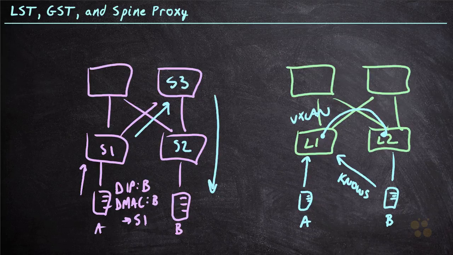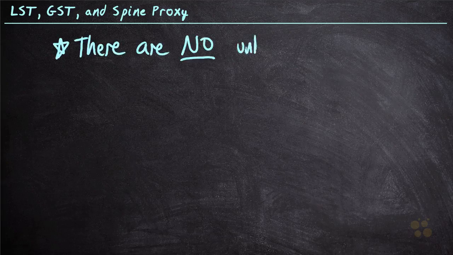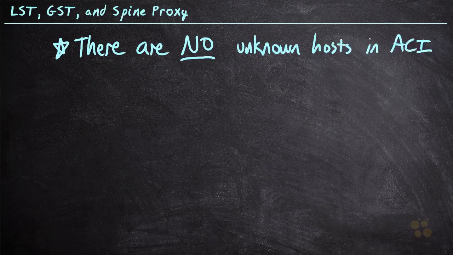How does that happen? This brings us to a very important concept in understanding the traffic flow within ACI, and that is that there are no unknown hosts within the fabric. So we know where everything is in the data center, whether it's a virtual machine or physical machine, doesn't matter, ACI knows where it lives. And it's not just part of the fabric.